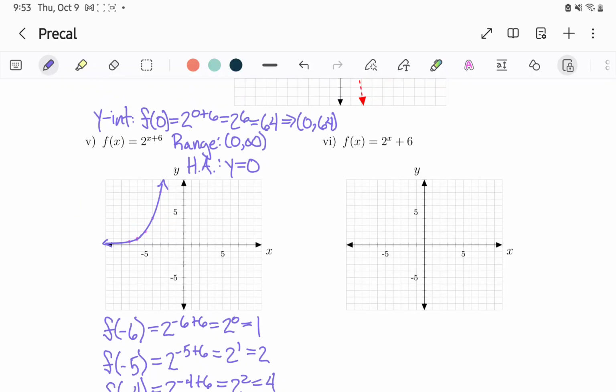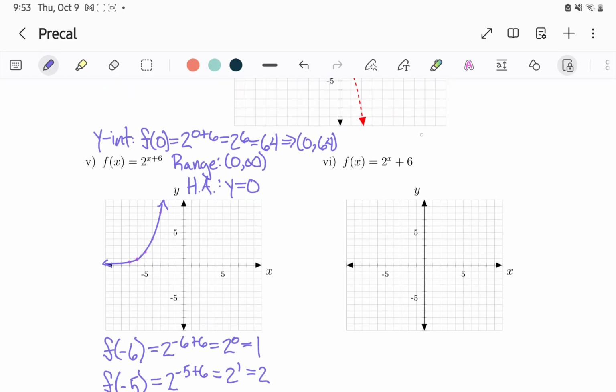Okay, and there is a sketch of the graph of f of x equals 2 to the x plus 6. What we can notice if we were to compare this with the graph from the very first example, it is just a translation to the left by 6 units of the graph from that very first example.